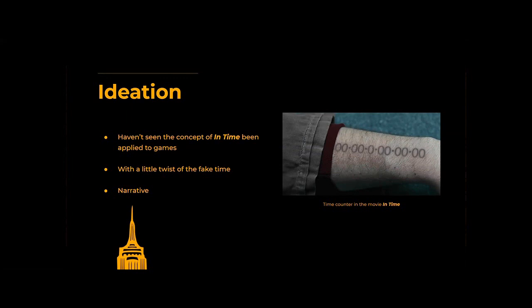So I was thinking along the lines of In Time, because I watched the movie some years back, and it just popped up in my mind again. Then I went with that idea, and I had never really seen this concept of time applied to any sort of game before. So I decided, why not create this game with the idea of time on your head? Of course, I tweaked the storyline to have the idea of fake time, so as to not completely retain the same concept as the one in the movie.